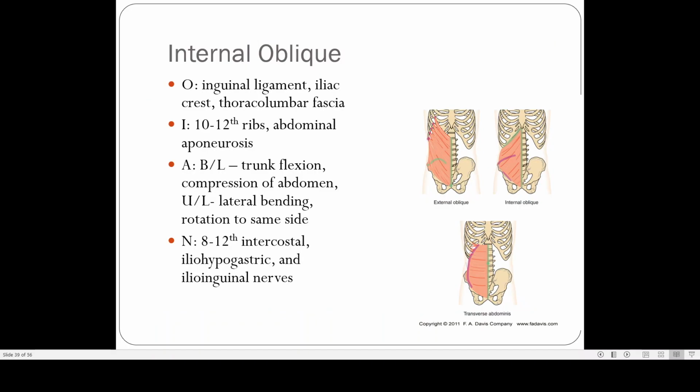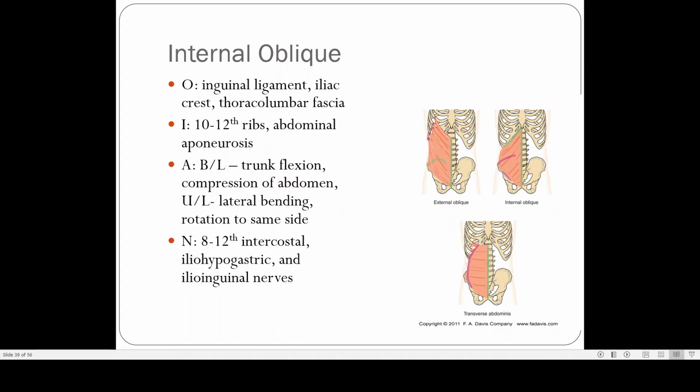The internal oblique is going to be in a similar area. However, instead of having a V appearance when you're looking at it on both sides, it's going to be an inverted V. So, inguinal ligament, iliac crest, thoracolumbar fascia. Inserts on ribs 10 through 12, as well as the abdominal aponeurosis, which is also the linea alba, another name for it.